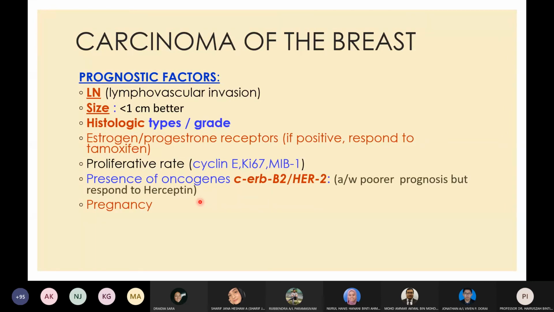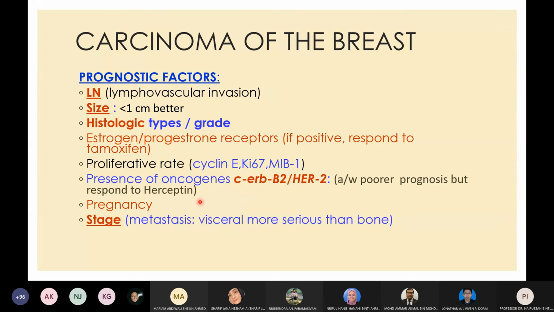But this is very complex. We leave it to the experts, but this is a point that you have to take note of. We do have cases of patients pregnant with cancer of the breast, so it's a very tricky issue. Anyway, okay, your thoughts are correct. Of course, the other prognostic factor is staging.